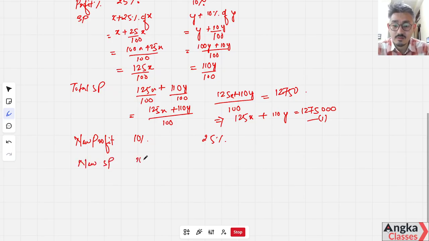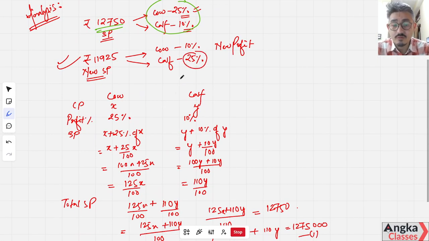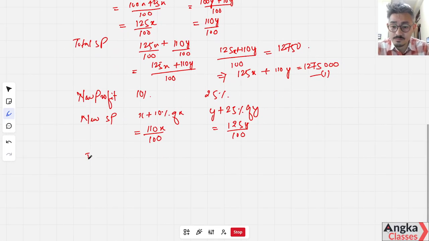So the new selling price of the cow is x plus 10% of x, which is 110x by 100. Similarly, for the calf, y plus 25% of y, since in the second transaction the calf gets 25% profit, which is 125y by 100.